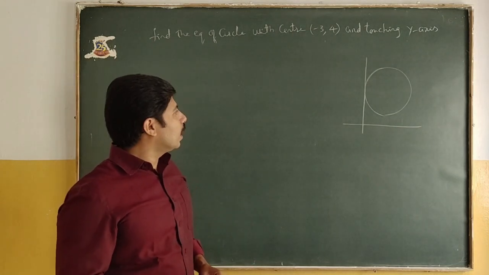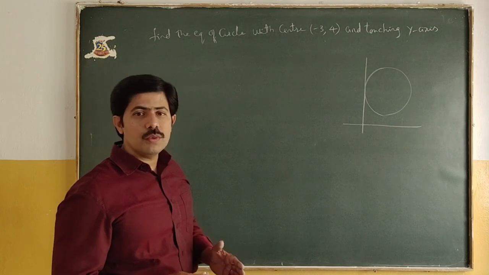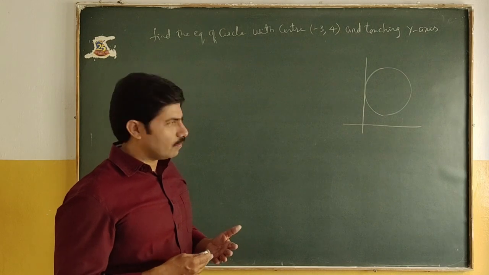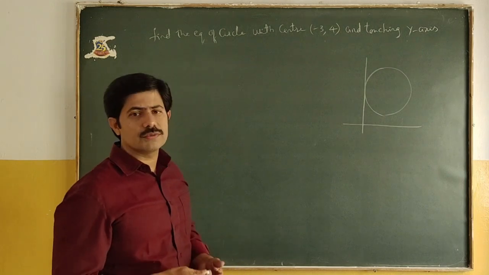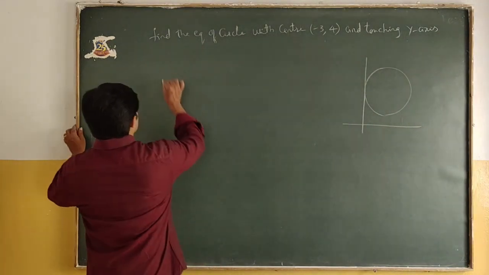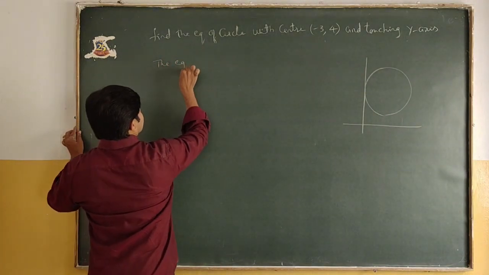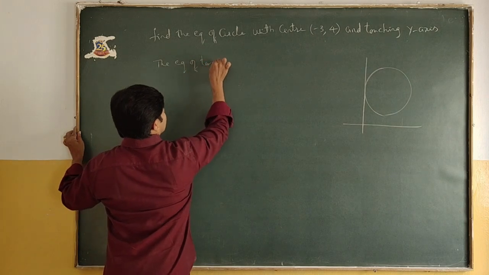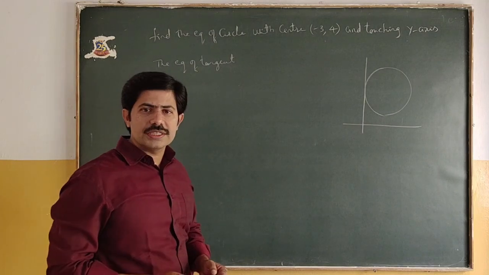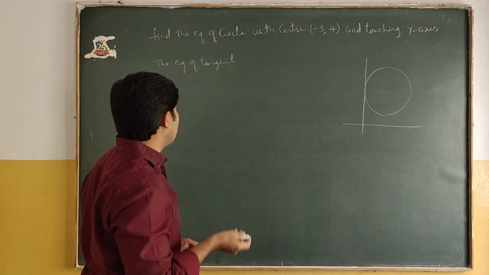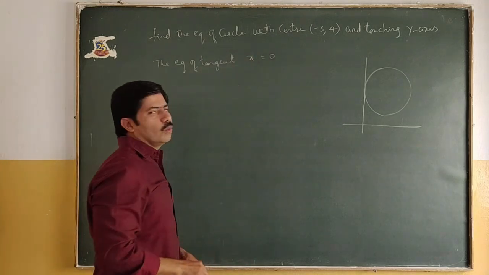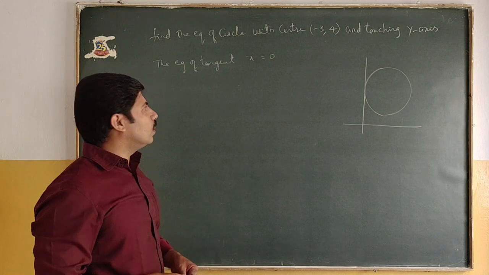Okay. So now here we need to find out the equation of y axis. We already know the equation of y-axis. What is the equation of y-axis? x is equal to 0. So the equation of tangent touches y-axis. Therefore, I will write the equation of tangent as x is equal to 0.